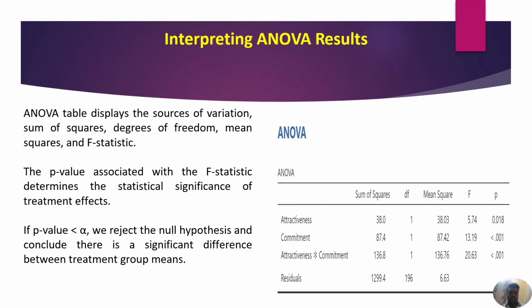Let's see interpreting ANOVA results. The ANOVA table displays the sources of variation, sum of squares, degrees of freedom, mean squares, and the F statistic. The p-value associated with the F statistic determines the statistical significance of the treatment effects. If the p-value is less than alpha, we reject the null hypothesis and conclude there is a significant difference between the treatment group means.